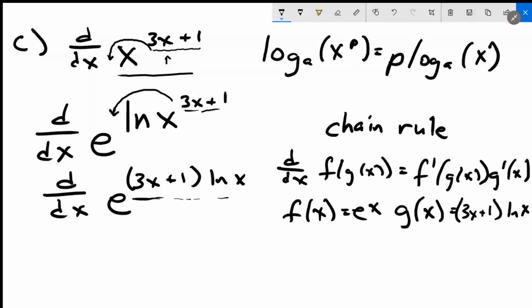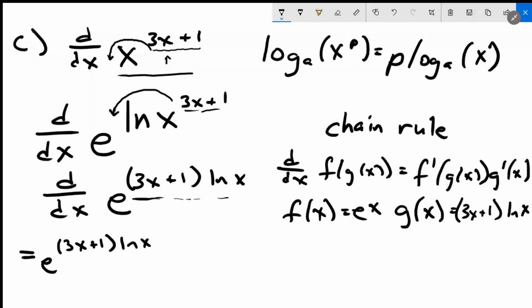So we could write this as f prime of g of x. What's f prime of e to the x? It's just e to the x. So we write this out: e to the 3x plus 1 times ln x, times g prime of x.